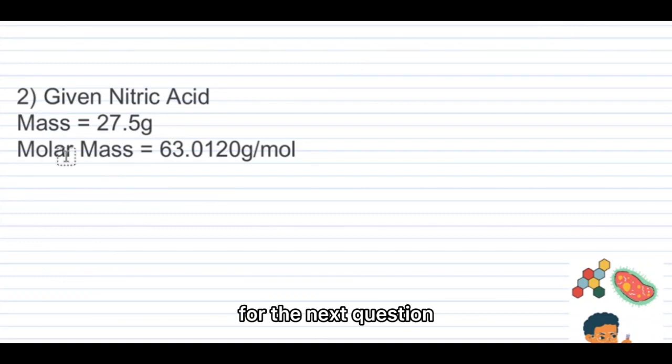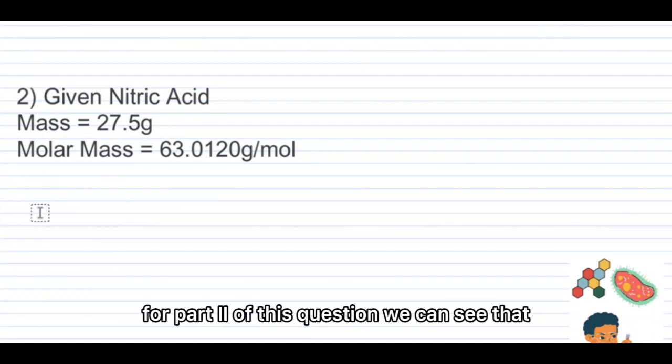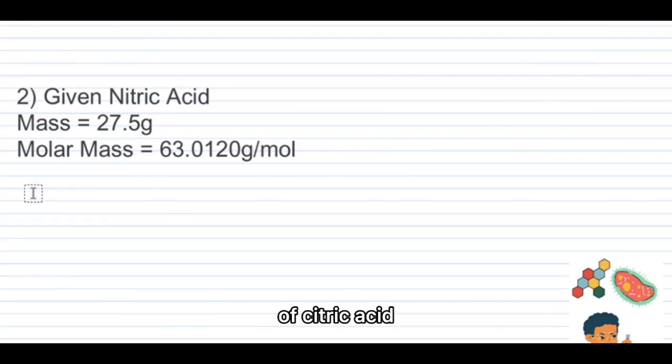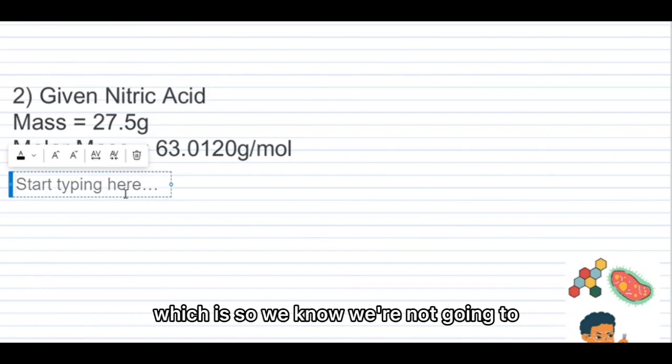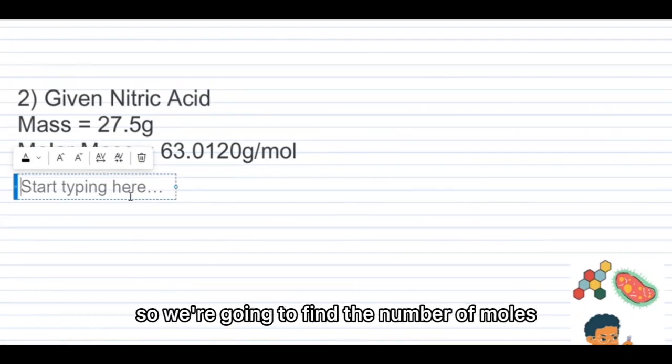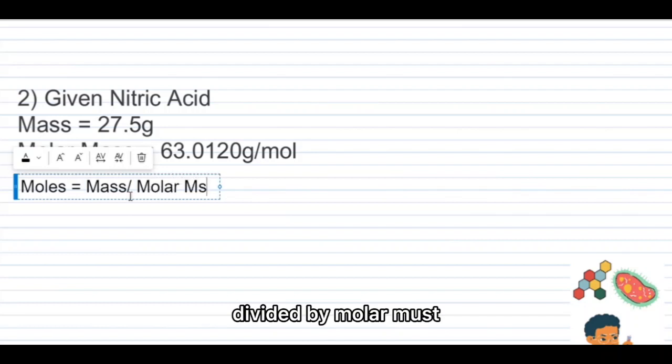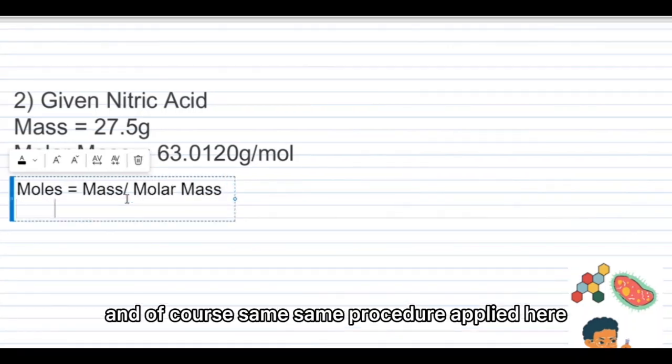For the next question, for part 2, we can see that we are given the mass and the molar mass of nitric acid. So we're now going to apply the same rule for the nitric acid. We're going to find the number of moles of nitric acid, which is moles equal to mass divided by molar mass.